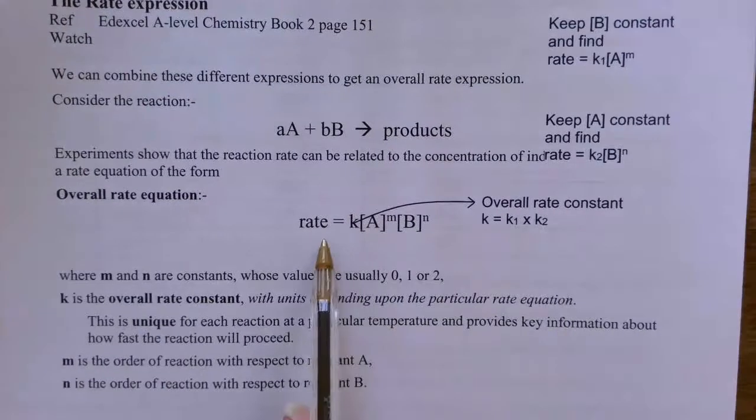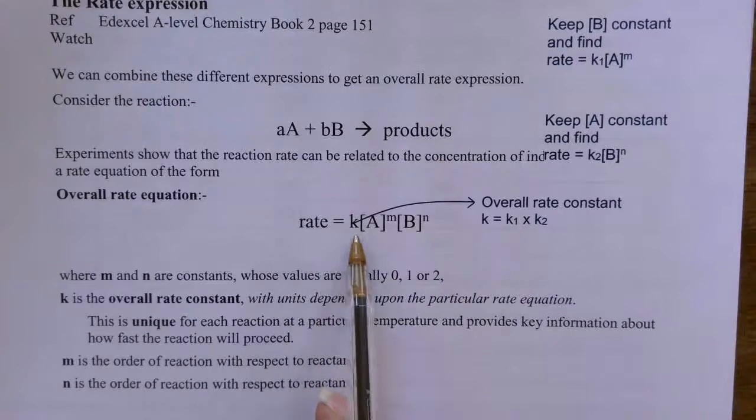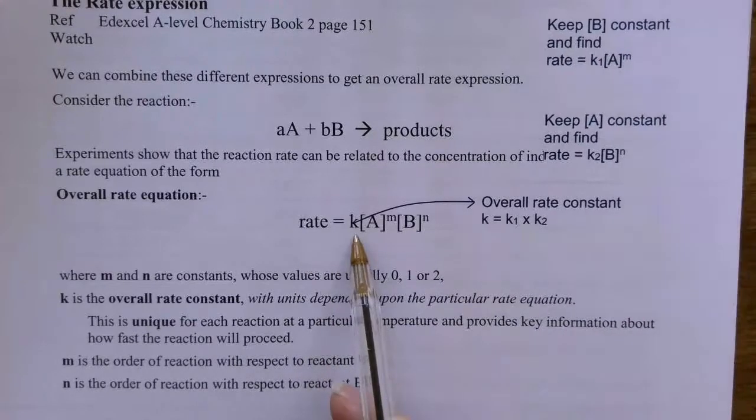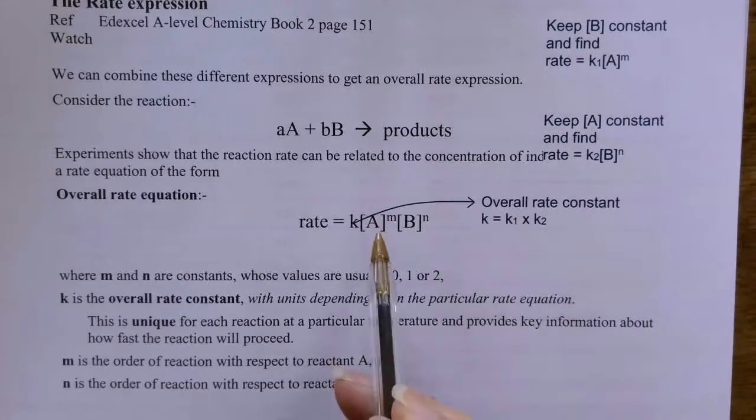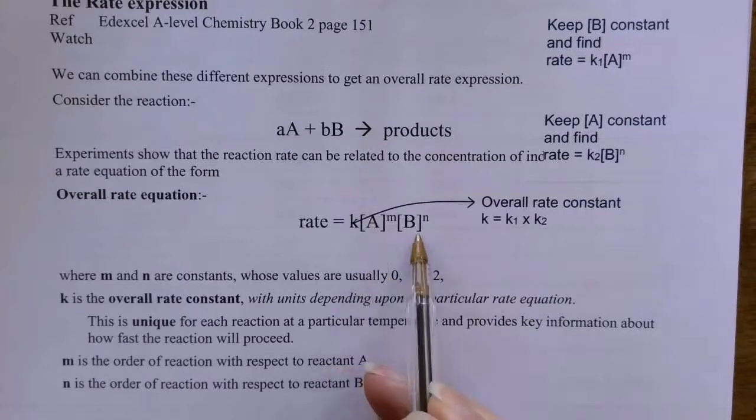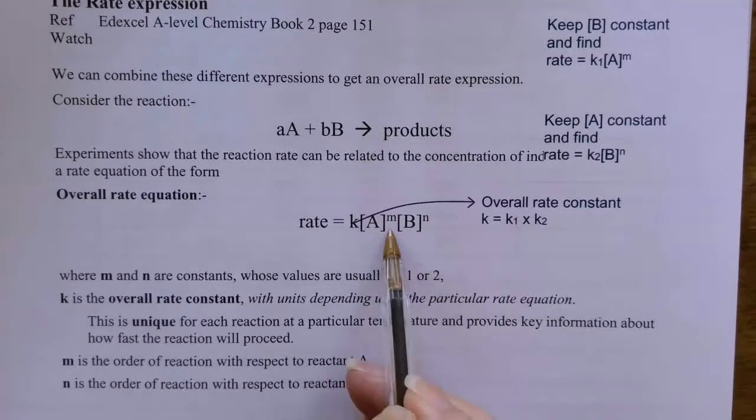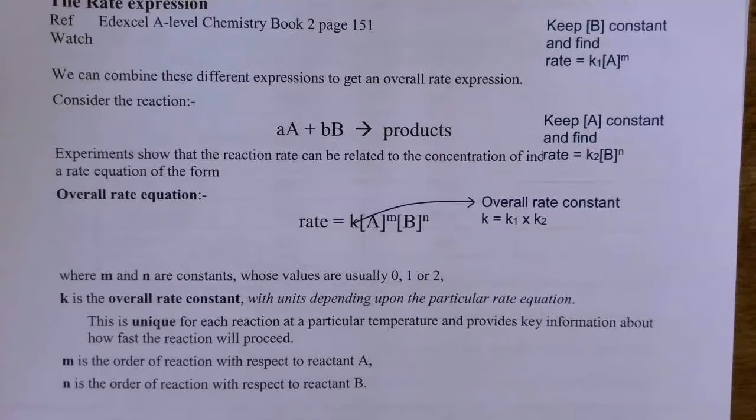Welcome back. In this last video in Kinetics 1, we're going to be looking at the rate expression, combining the individual rates of reaction to make an overall rate expression. Our overall rate equation is: the rate is equal to the overall rate constant, times the concentrations of my two reagents, A and B, each raised to a particular power. And those powers are given by the order of reaction: 0, 1, or 2.